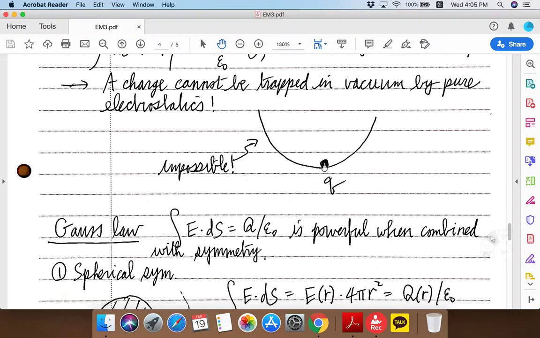So in order to trap a charge, you have to do something a lot more clever than using electrodes and capacitors and so on to create an elaborate scheme of the electric field. Because no matter how elaborate you try to be, there's no way you can beat Earnshaw's theorem and create a potential minimum in the vacuum.